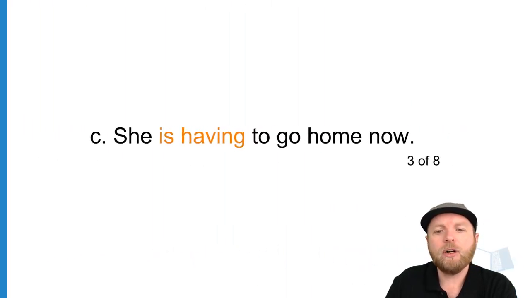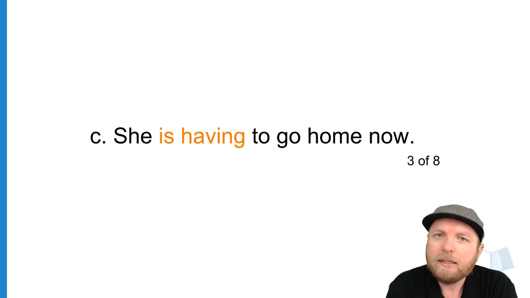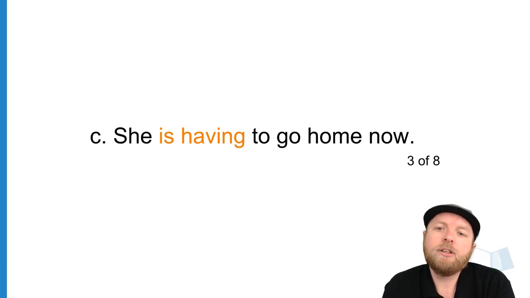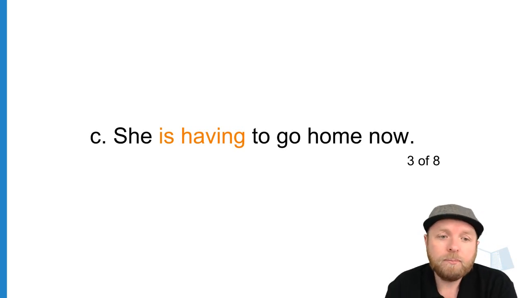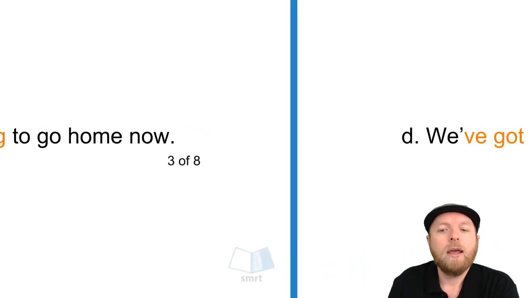She is having to go home soon. Same thing. This is obligation. Okay, Paul? This is obligation. Obligation, you can't use continuous. Okay? Understand? She's got to go home now is also okay. But she has to go home or she's got to go home.